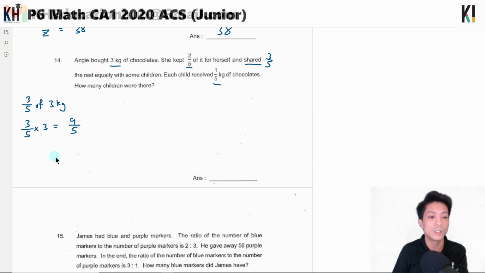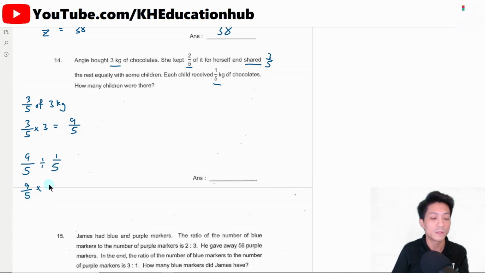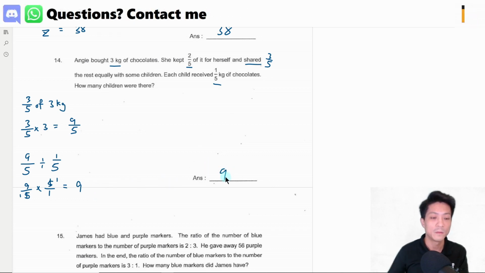I'm not going to change it into a mixed number because in the next step each child receives 1/5 kg. So in the next step I need to use 9/5 divided by 1/5. This becomes 9/5 times 5/1. Simplify and you get 9. So there is a total of 9 children.